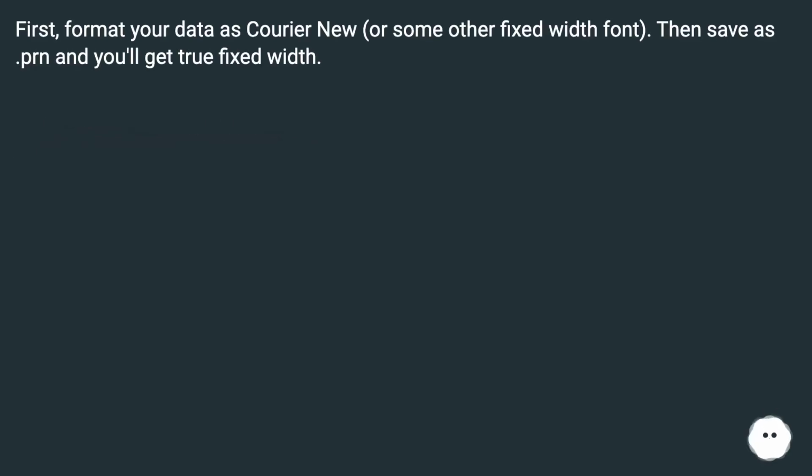First, format your data as Courier New, or some other fixed width font. Then save as .prn and you'll get true fixed width.